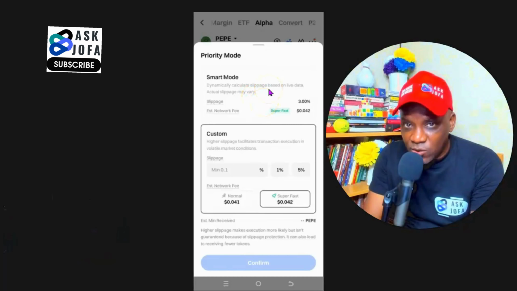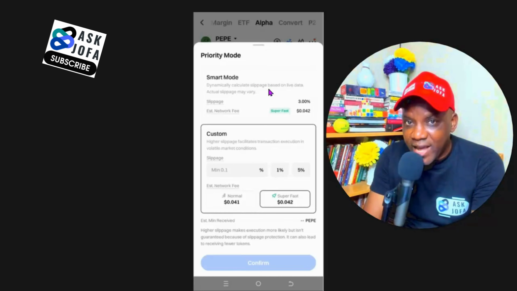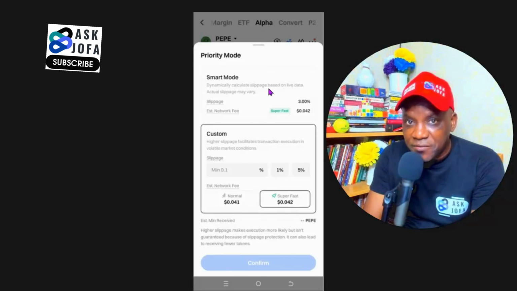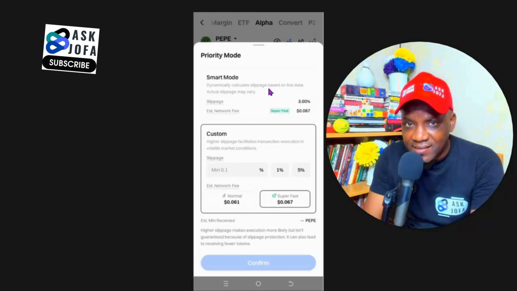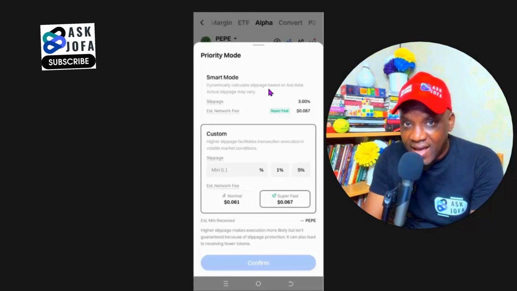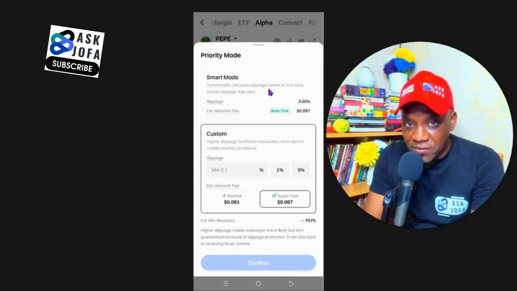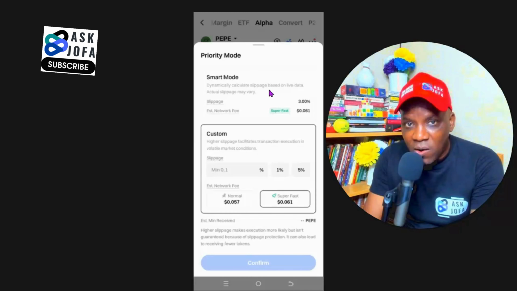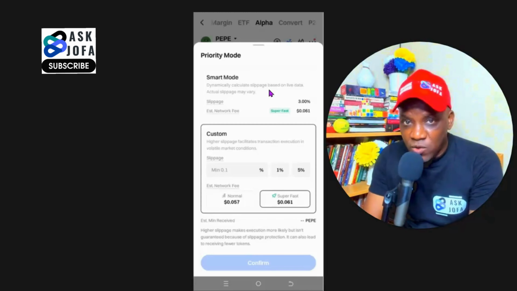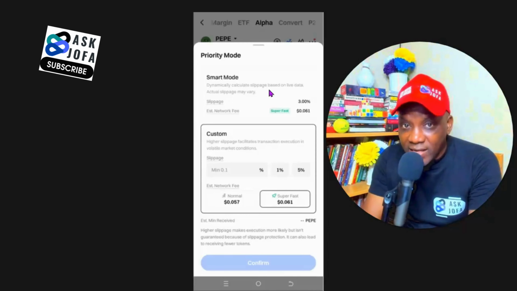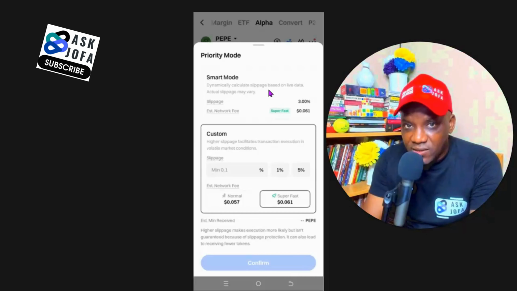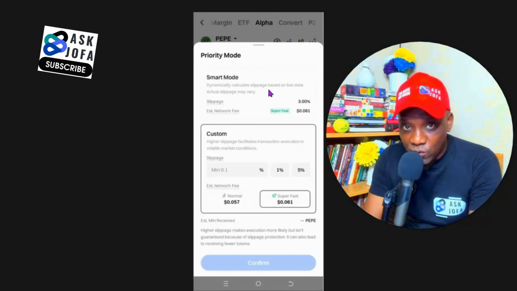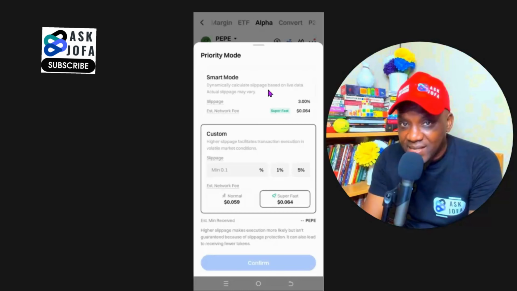It is important you know this. Higher slippage will help your trade go through in a fast market. That is when you are selling or buying an asset. But though it goes fast, you may receive fewer tokens or pay more, but your transaction will go through. While lower slippage is the opposite. Your transaction may not go through because of how fast things are moving.